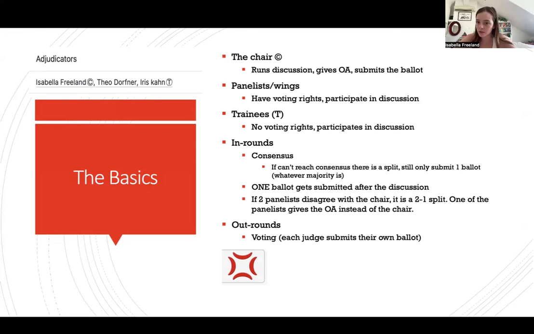In the out rounds, it's different. You submit your ballot before the discussion. Each judge submits their own, and it's just a voting system. So the panels will always be odd numbers. It'll be like a 3-2, for example, or a 4-1 split or whatever. So there can't be a tie, obviously.